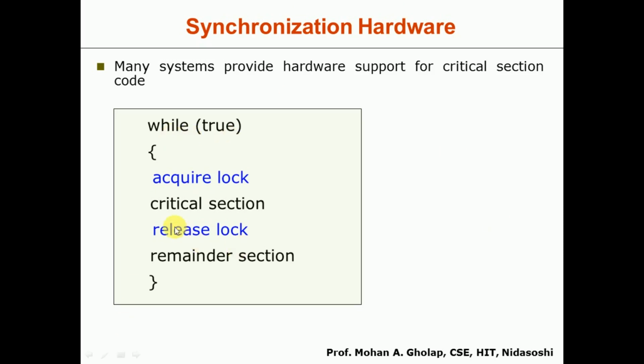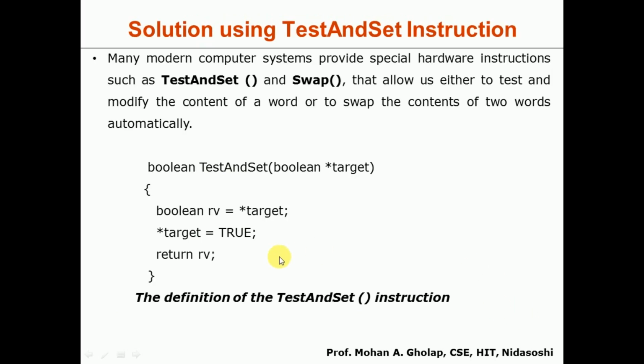It can be implemented in this way. While true, initially it will try to acquire the lock. Whenever it acquires the lock, the process will execute in the critical section. Once it completes the execution of the critical section, it will release that lock and it will execute the remainder section. Very simple.